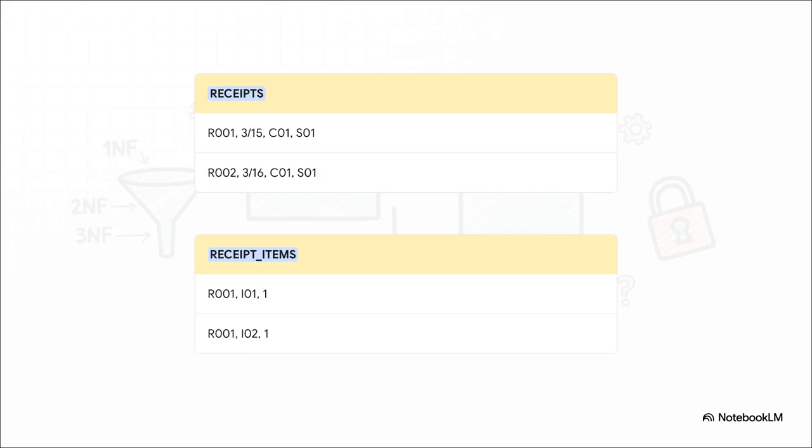And now, look at what happened to our receipts table. It's so lean and efficient. Instead of copy-pasting customer names and phone numbers over and over, each just stores a customer ID and a seller ID. Those numbers are foreign keys. They're just pointers that link back to the single source of truth in those other tables. This right here, this linking with keys, this is the beating heart of relational databases.